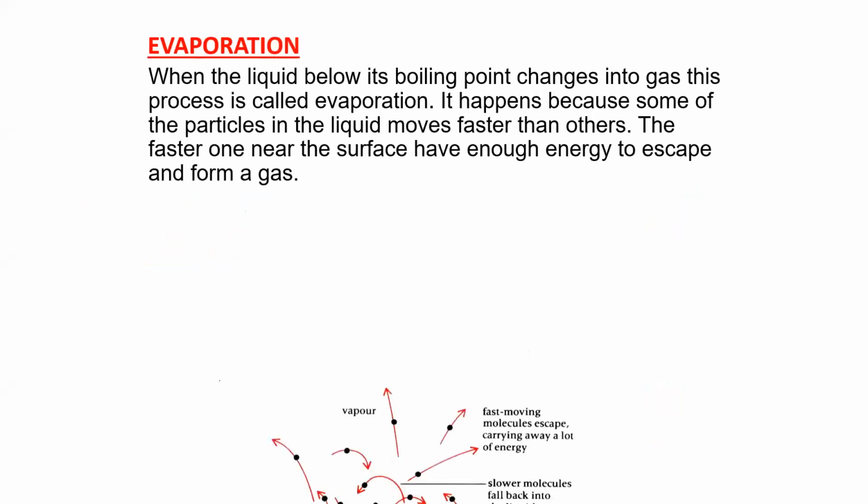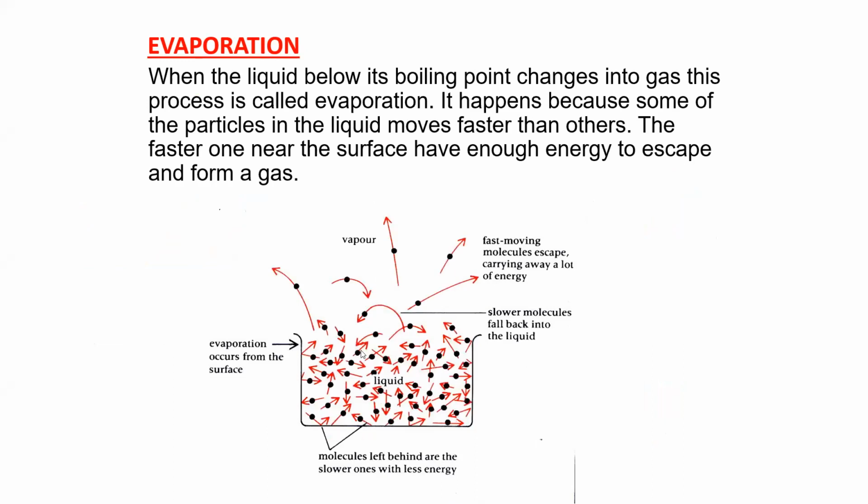So when a liquid is below its boiling point, as you can see here, these are the liquid particles, for example at 20 degrees centigrade.